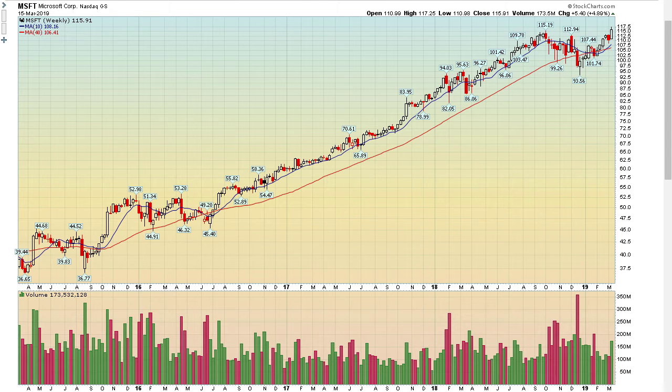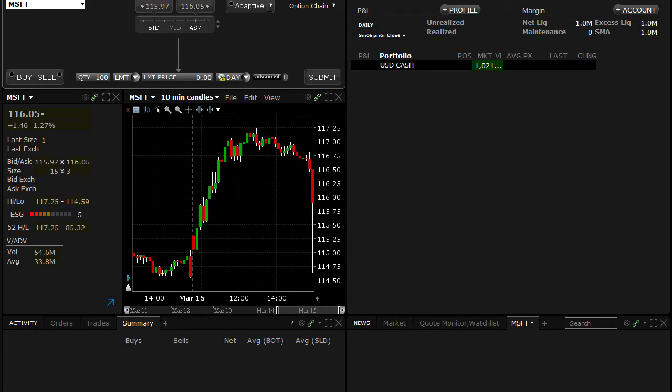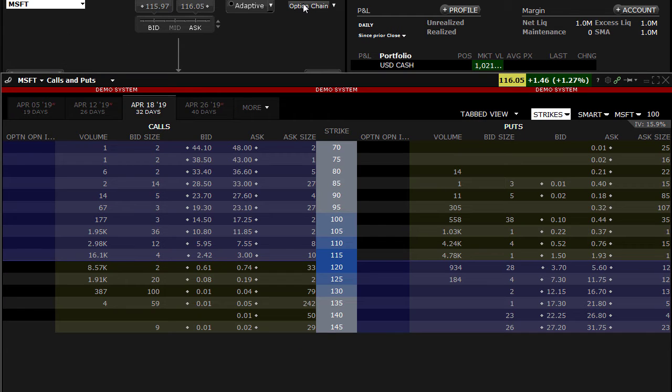Let's go look at an options chain and see what that might look like. So let's look at the Microsoft options chain, and we'll pull it up. And so we can see that this is, what are we looking at? This is the April. This is 32 days. So we're looking at the Microsoft options chain for April.